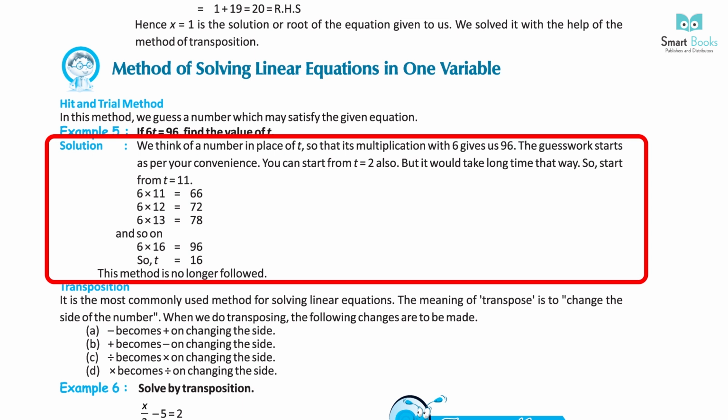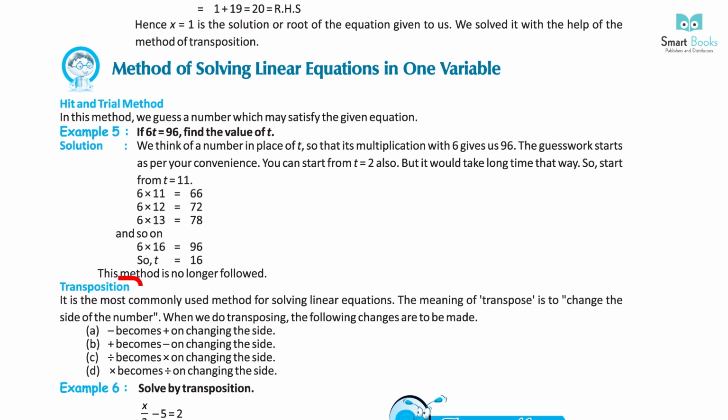You can start from t is equal to 2 also, but it would take a long time that way, so start from t is equal to 11. 6 into 11 is equal to 66. 6 into 12 is equal to 72. 6 into 13 is equal to 78, and so on. 6 into 16 is equal to 96. So t is equal to 16. This method is no longer followed.